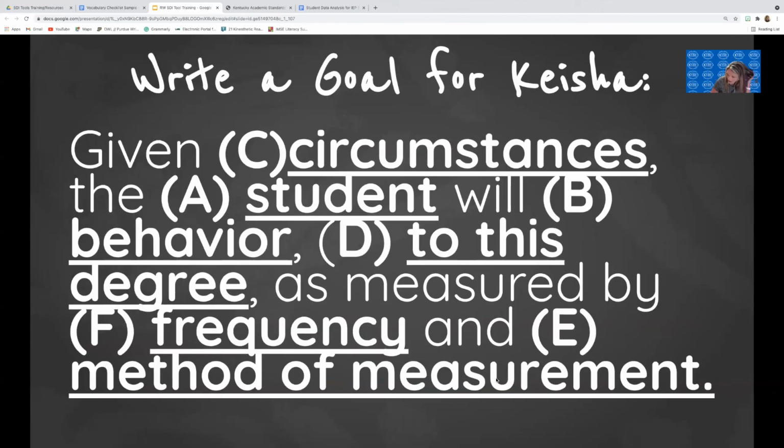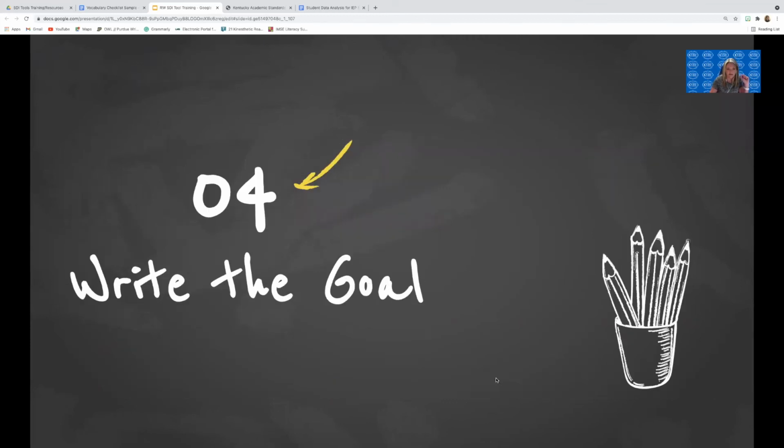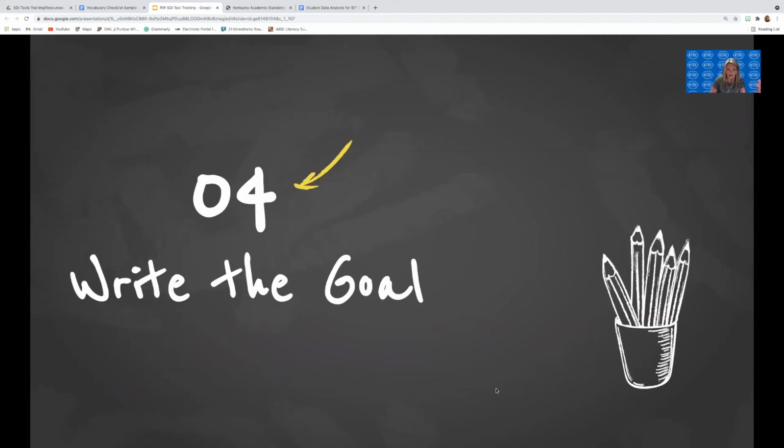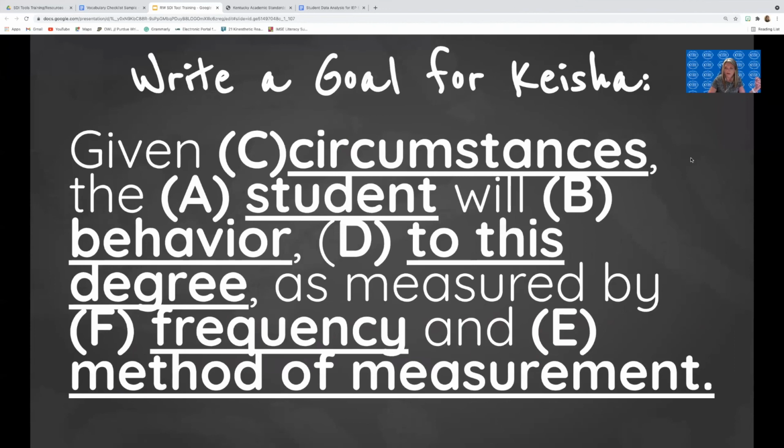Okay, so now that you have that information, what I would like for you to do is to write a goal for Keisha using the fluency standard, aligning this fluency standard with her problem indicators, and write a goal with these components. See what we can do for her.